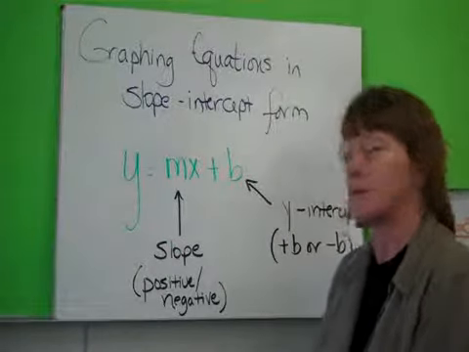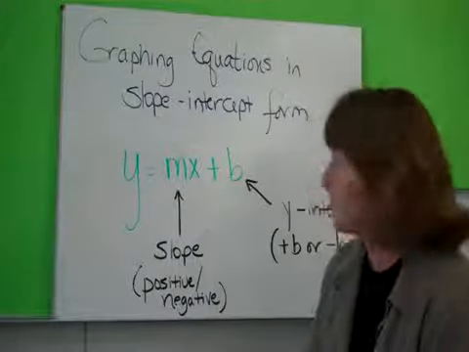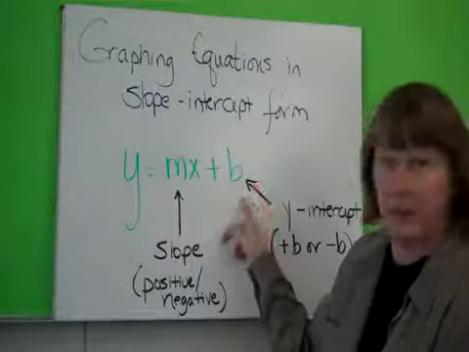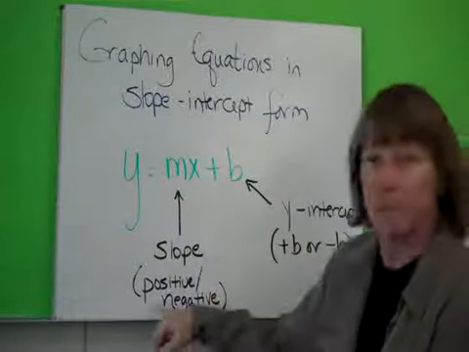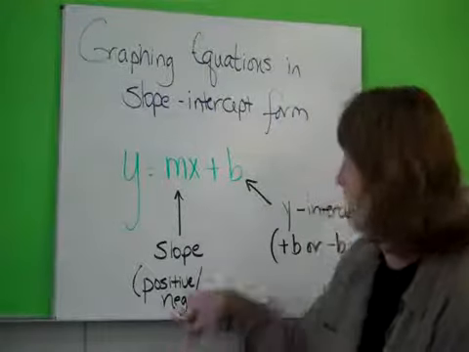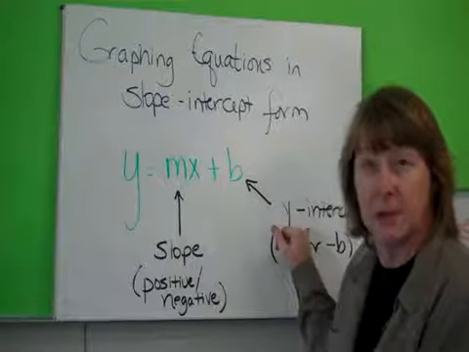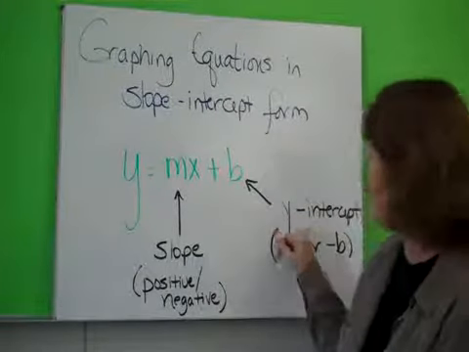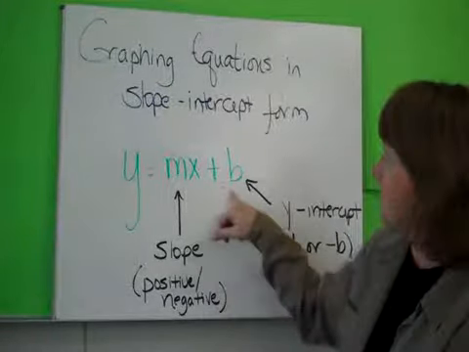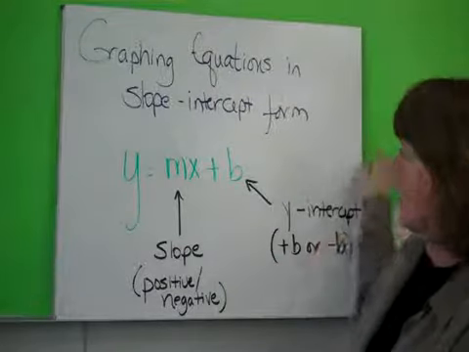Most of you know this because you have had it and we've actually talked about it before. y equals mx plus b, where m is the slope, and remember the slope can be positive or negative. And the b is the y-intercept. If you don't remember y-intercept, go back and review the video on x and y-intercepts. And remember that this can be positive or it can be negative.